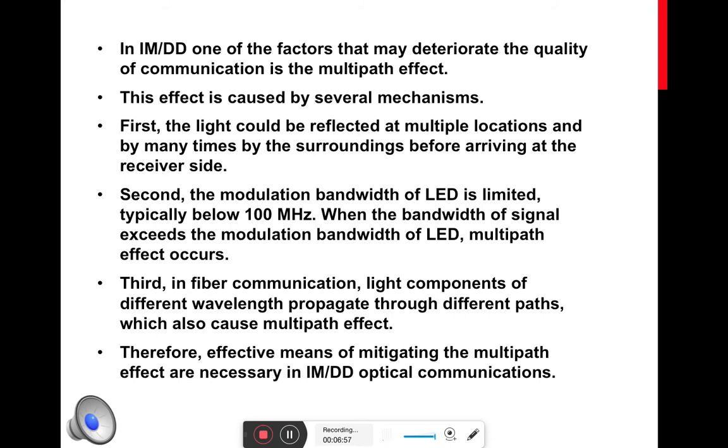The other thing is that the modulation bandwidth of LED has a limitation. As we all know, the modulation bandwidth of LED is around 100 megahertz. So if the bandwidth of the signal exceeds this 100 megahertz of the LED, there can be losses or multipath effect. And thirdly, these light components travel in different wavelengths and propagate through different paths, which can cause multipath effect. So effective means of mitigating the multipath effects are necessary. OFDM, if you are using the orthogonal frequency division multiplexing technique, the multipath effect can be reduced to a considerable amount.